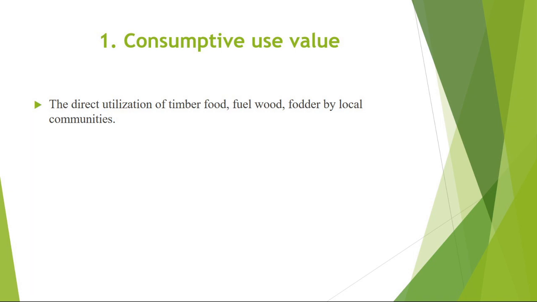Consumptive use value. It implies the direct utilization of timber, food, fuel wood, fodder by local communities. The biodiversity held in the ecosystem provides forest dwellers with their daily needs. They know the qualities and different uses of wood from different species of trees and collect a large number of local fruits, roots, and plant material that they use as food, construction material, or medicines. Fisherfolk are highly dependent on fish and know where and how to catch fish and other edible aquatic animals and plants.